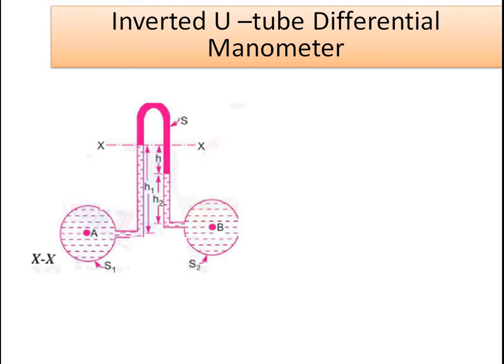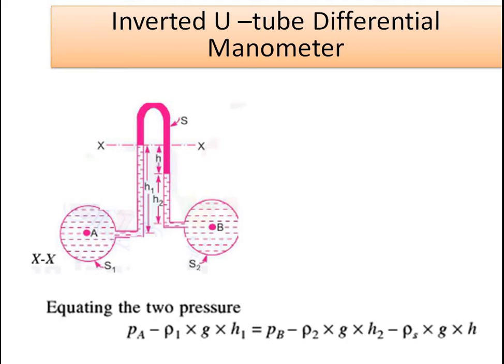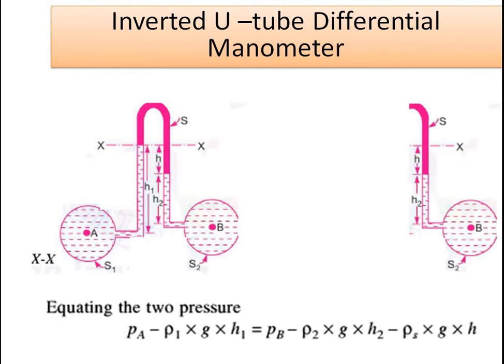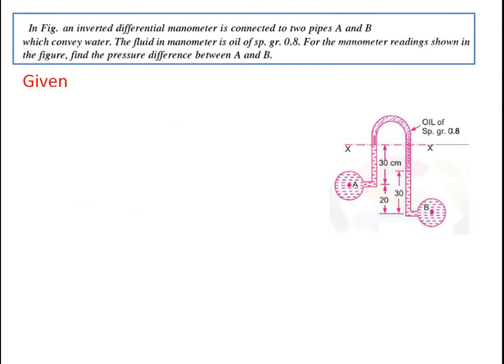In an inverted U-tube differential manometer, again, if it is at the same height level, we will equate the two pressures: PA minus rho 1 g1 H1 is equal to PB minus rho 2 g2 H2 minus rho s g H. Okay, so we'll solve some problems with respect to this.